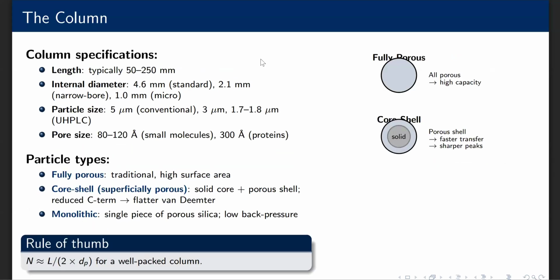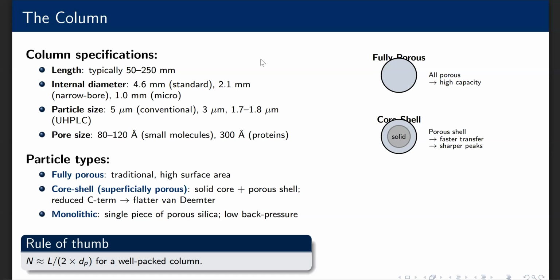The column is where separation actually takes place. Look at the particle diagrams on the right. The top shows a fully porous particle. Particles all the way through giving high surface area and high sample capacity. The C term in the Van Deemter equation is significant because analytes must diffuse deep into the particle to reach all the stationary phase. The bottom shows a core shell particle, also called superficially porous.